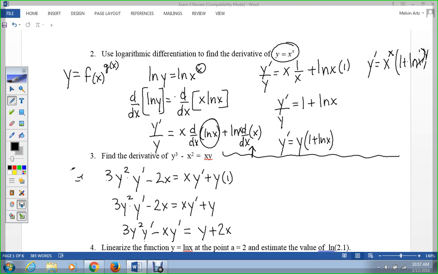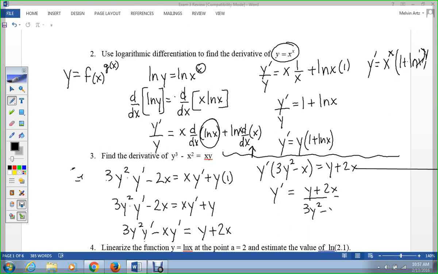Now we could factor out a y prime. So we'd have y prime times 3y squared minus x equals y plus 2x. And then divide by the quantity 3y squared minus x. And there we have solved for y prime.